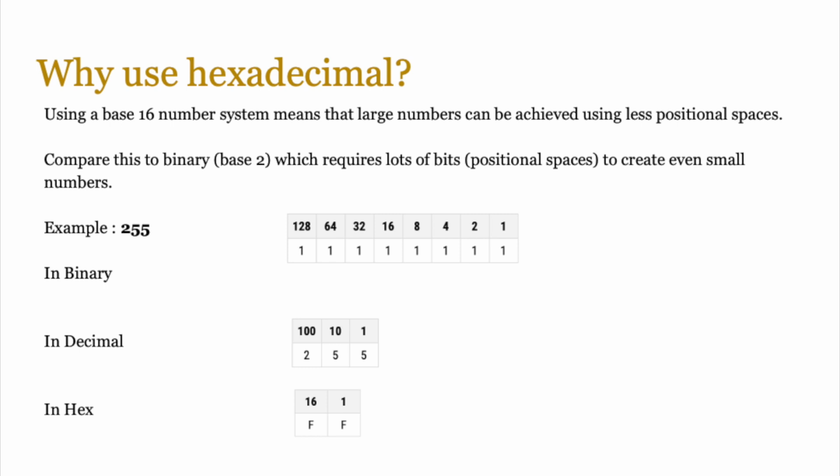Now, if you compare the binary base 2 number on screen for 255, that's just straight 8 ones. In decimal, it's 255. So we've got a bit of a benefit. We're using 3 spaces instead of 8. But in hexadecimal, it's F and F. So we're using 2 spaces. So the bigger the number system, the fewer symbols we use to represent large numbers. And that's quite useful when we're dealing with huge numbers in computer science.